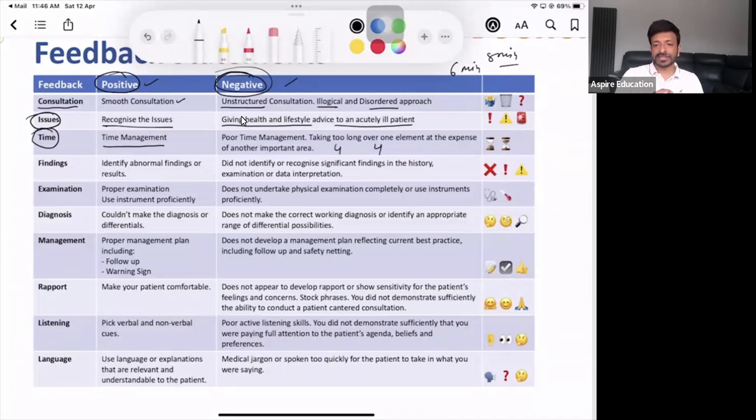Now, somebody's asking, what about the examination? In some stations you are expected to do the examination. In some stations, you will just mention, I would like to do this examination, and you will be given the findings from the exam. Now the challenge is, how would I know whether I'm going to do the examination or just mention it? Who is going to decide it?